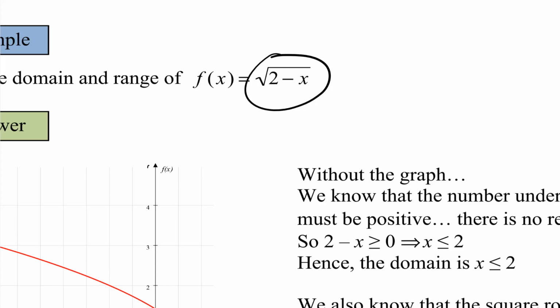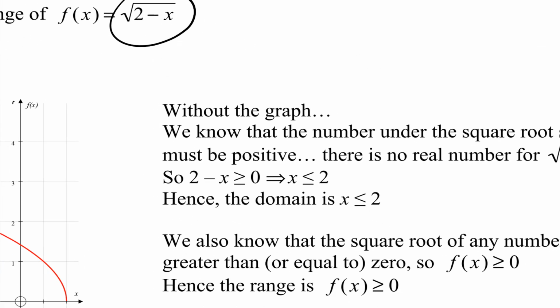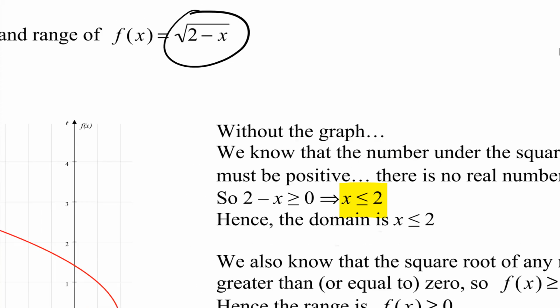And I'm just looking at the equation here. So I'm saying that the domain here is going to be the set of x values less than or equal to 2. Same thing for the range.